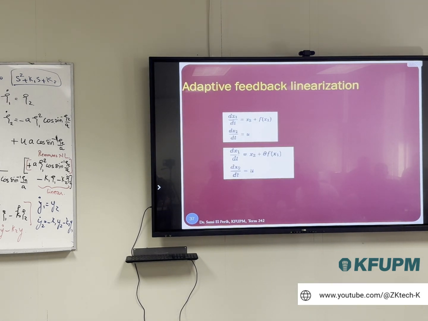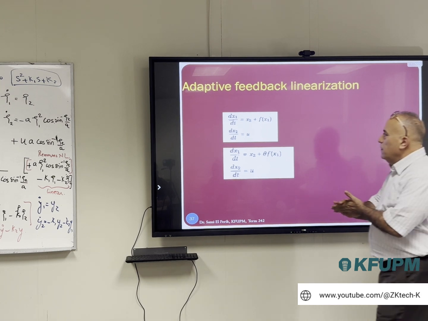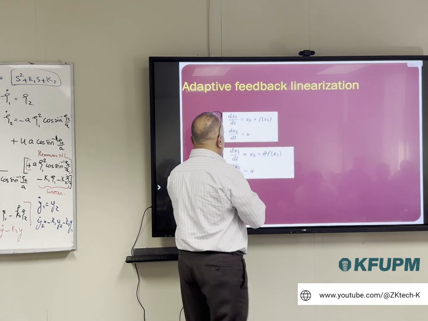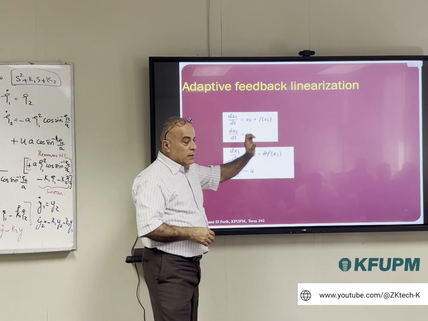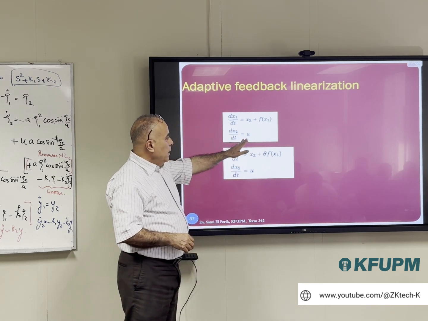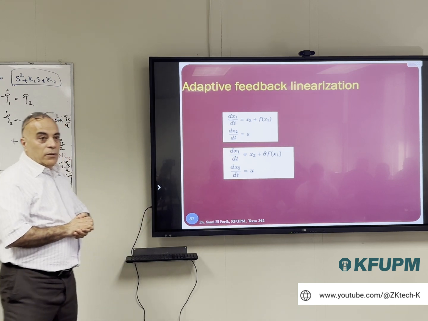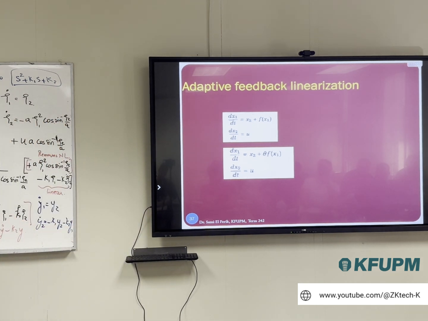All right, so we have here two systems, and I would like you to work with me on these two systems. The first system is dx1/dt equal to x2 plus f of x1, and dx2/dt is equal to u, and I would like this system to be linearized. Can you do that? Take a piece of paper and do it, and then we have another system we do later. F of x1 is a nonlinear function.